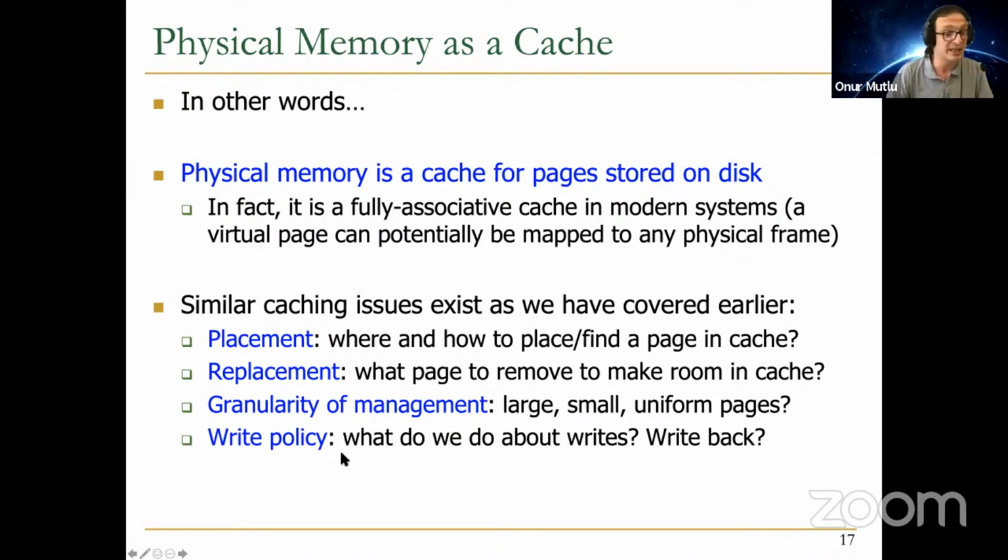We need to take care of the write policy again. What do we do about writes? When we modify a page in physical memory, do we write it into the disk every time as well? Bad idea, because disk is so slow, right? So usually physical memory is a write back cache for the disk, right? That's why you need to keep track of modified blocks or modified pages in physical memory as well. So physical memory is no different than a cache, essentially.